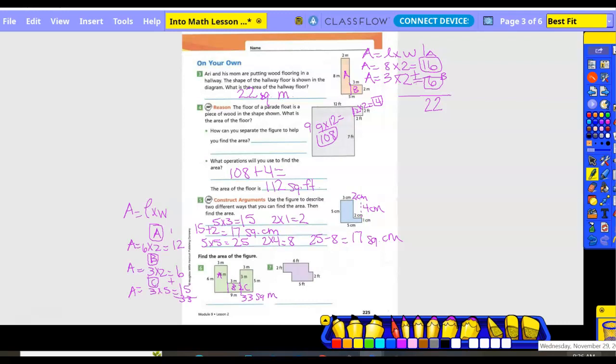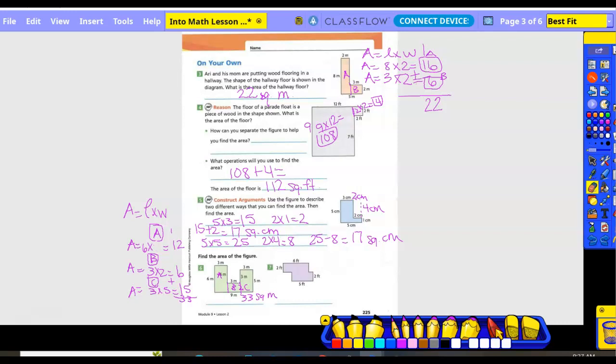So we decided to break our boxes into 3 different parts. We said box A was 6 times 2 equals 12. Box B is to find that little piece, which we took 5 minus 3 to get us 2. So then we took 3 times 2, which got us 6. In box C, we took 3 times 5 to get us 15, and then we added all those together to get 33 square meters.